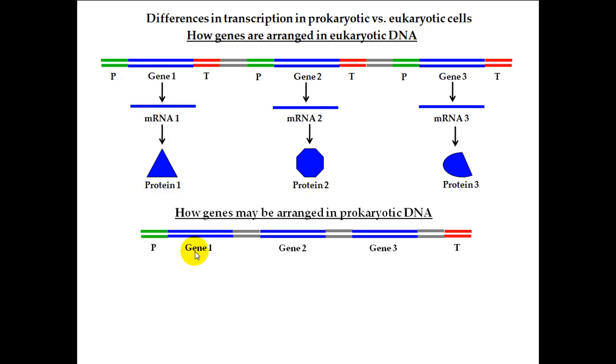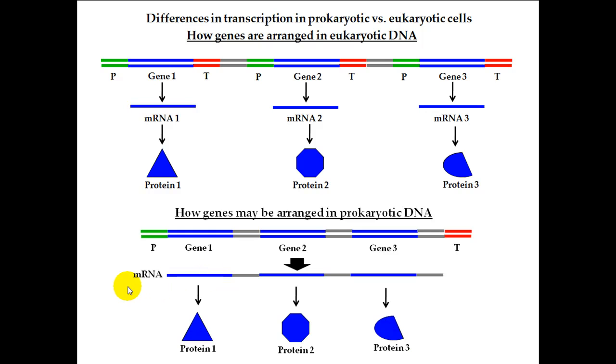It turns out that in prokaryotic DNA, a grouping of genes can share the same promoter and the same terminator. So the same RNA polymerase can transcribe these genes all at the same time. Because there's no terminator between the genes, what ends up being produced is one long continuous messenger RNA that contains the information that can be used to make several types of proteins at the ribosome.